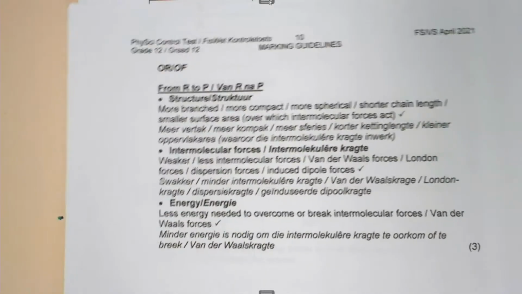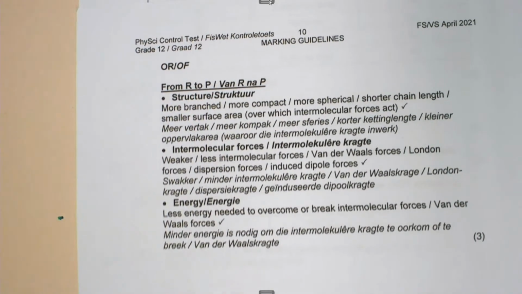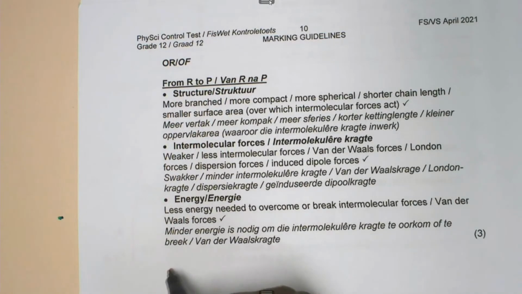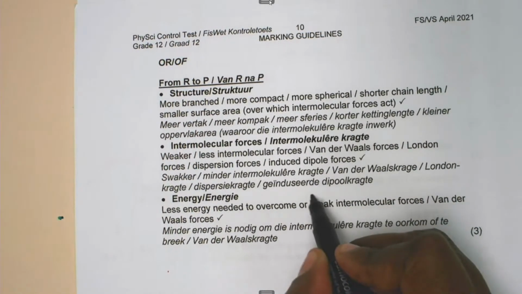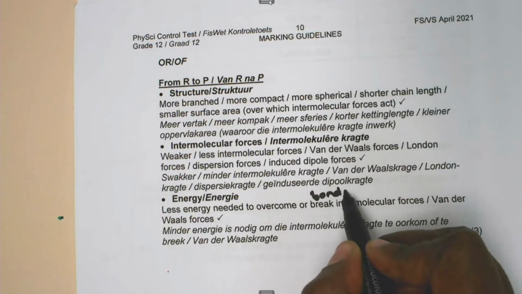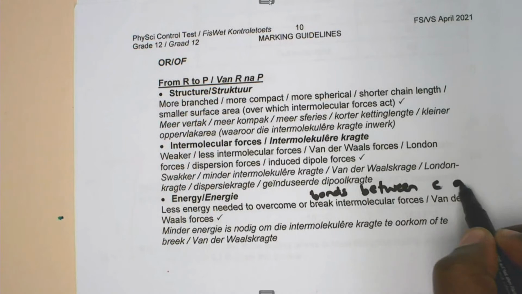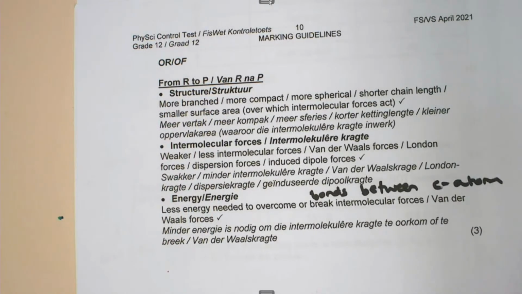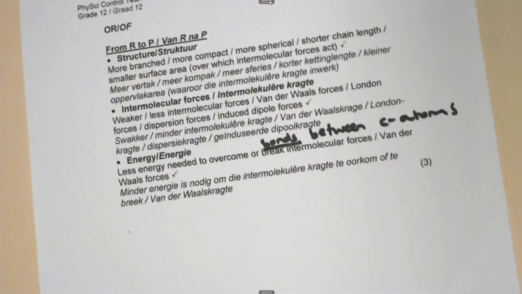Now, last year, in question 3.4.2 and in question 3.3, in the internal moderator's report, it is clear that some of the learners were saying more energy is needed to break the bonds. Some of them said between carbon atoms. So once the learner says bonds, colleagues, we penalize. Remember, there's a difference between bonds.